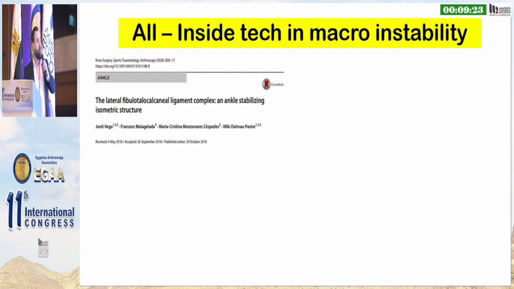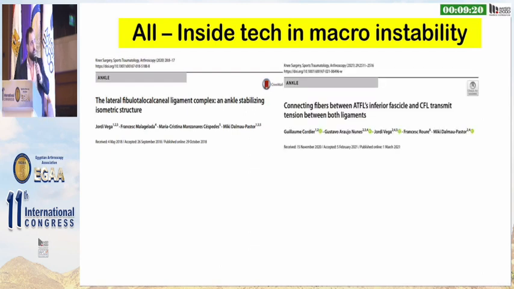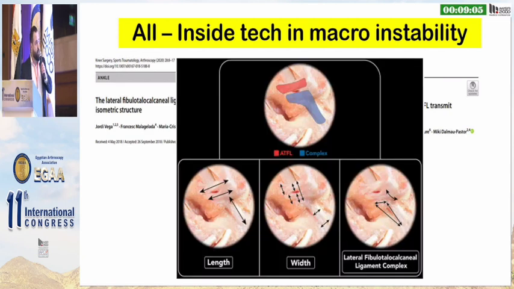We can use the all-inside technique in macroinstability too, because of the anatomical concept that the inferior fascicle of the anterior talofibular ligament has a link with the calcaneofibular ligament. In some patients with macroinstability, we can use the all-inside technique, but we need to have a good enough ligament to be grasped, tensioned, and reinserted in the native footprint.